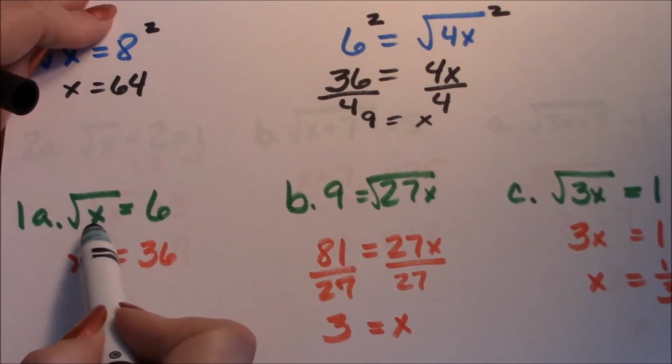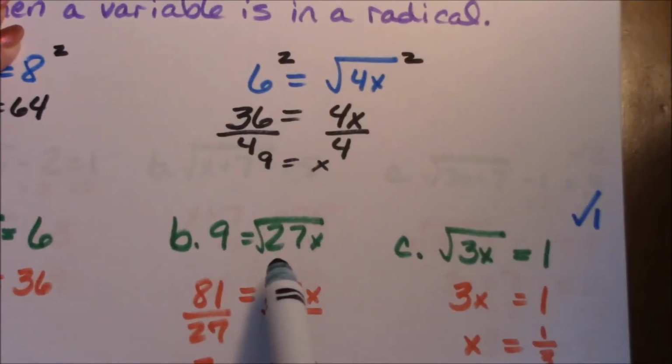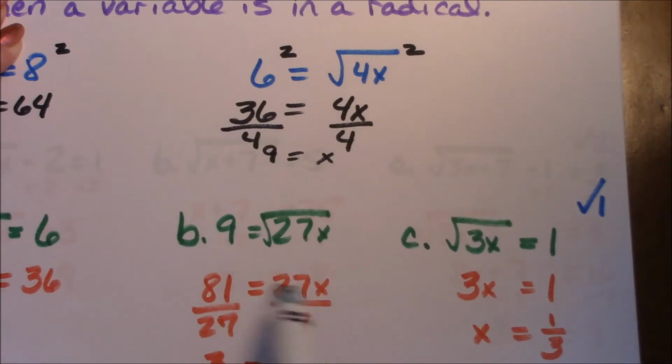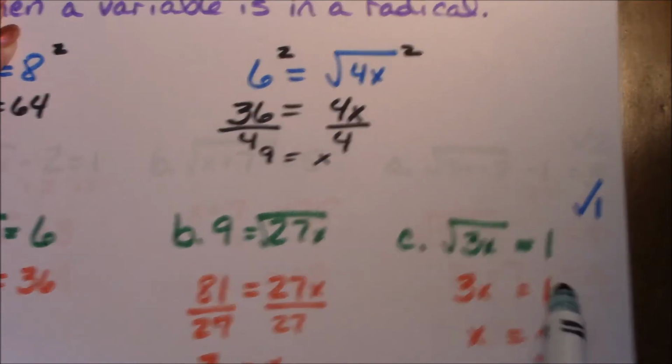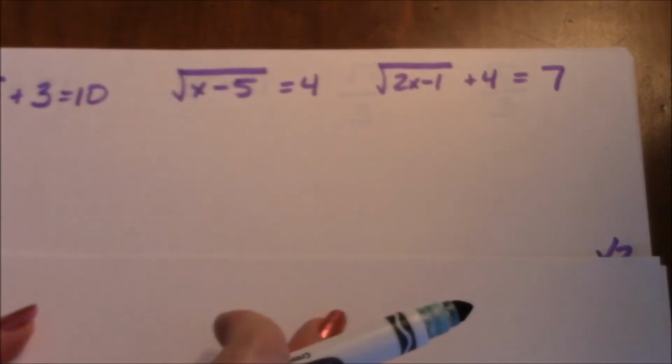For 1a, the square root of x equals 6, so x equals 36. For b, we squared both sides and divided each side by 27, and x equals 3. And for c, x equals 1/3.